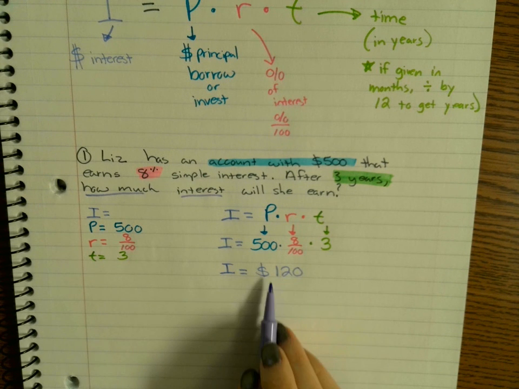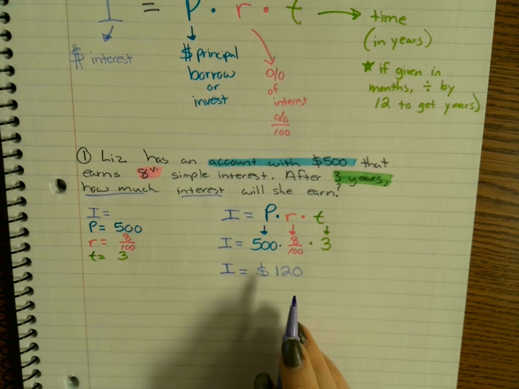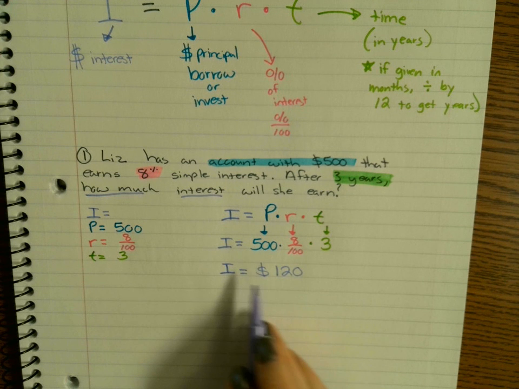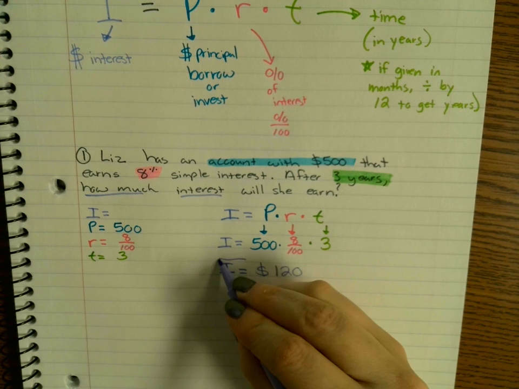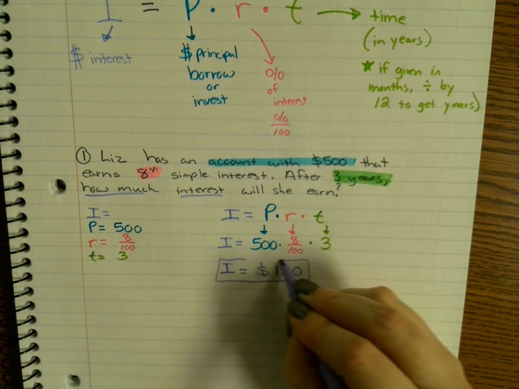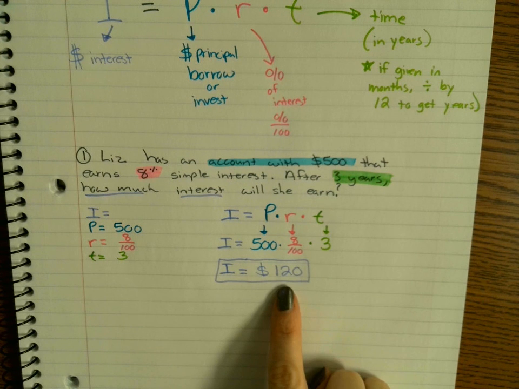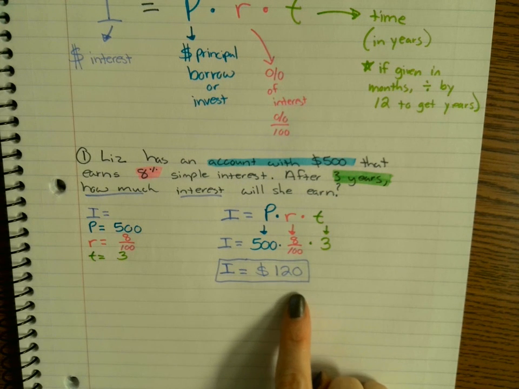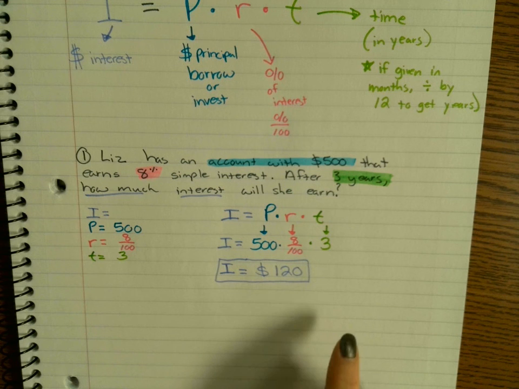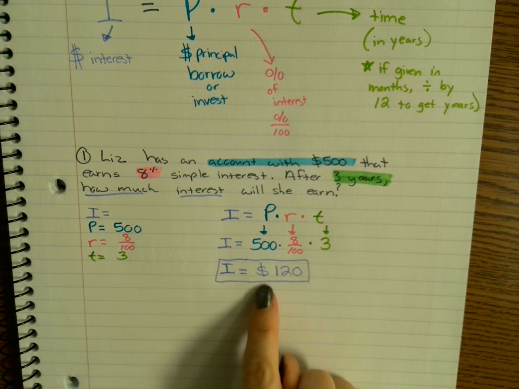So did we answer the question? Yes. This is the amount of interest. I equals interest. We answered the question. If the question asked how much will be in her account after 3 years, what do you think we would do? If they wanted to know how much would be in her account after 3 years, what do you think we would do beyond this?